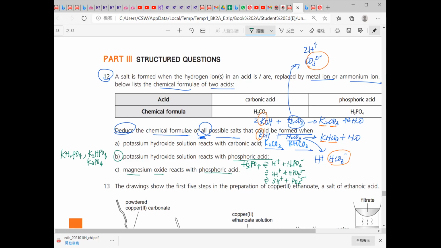Do you understand? It's for part B. How about part C? Magnesium oxide reacted with phosphoric acid. Now you may use the same trick, but this time I change from potassium ion to magnesium ion. So the ratio is a little bit different because magnesium ion carries a +2 charge. It's different from potassium ion's +1 charge. So the answers for this are Mg(H2PO4)2, MgHPO4, and Mg3(PO4)2. Okay. Can you all follow? Understand? So this is what I would like to share with you on this.